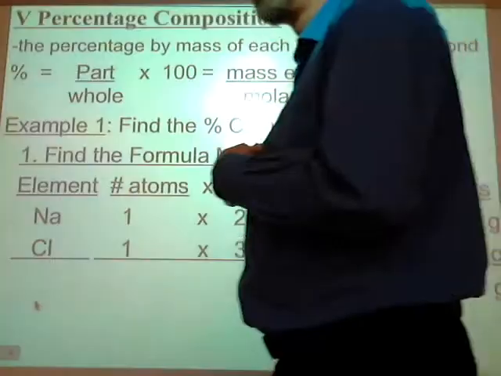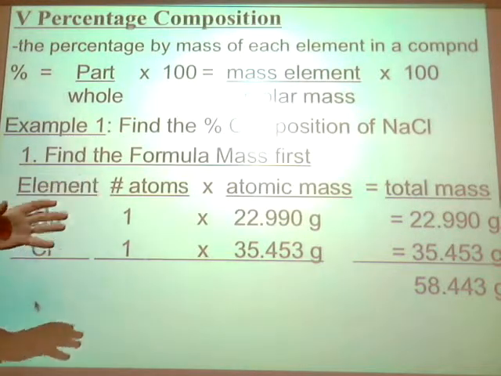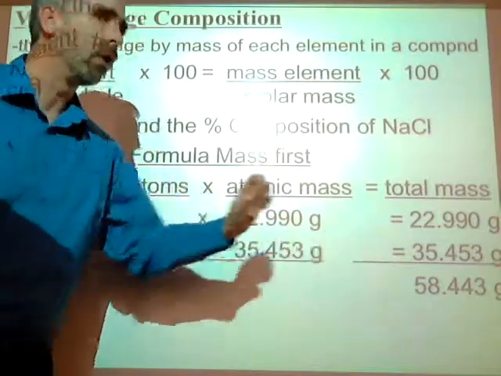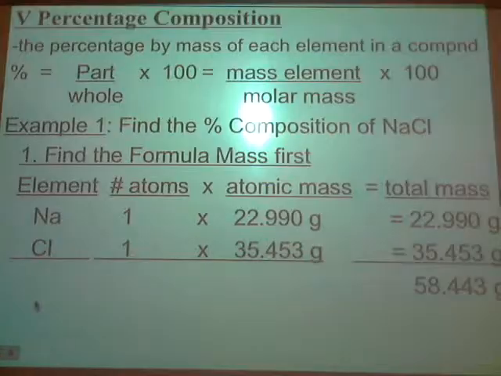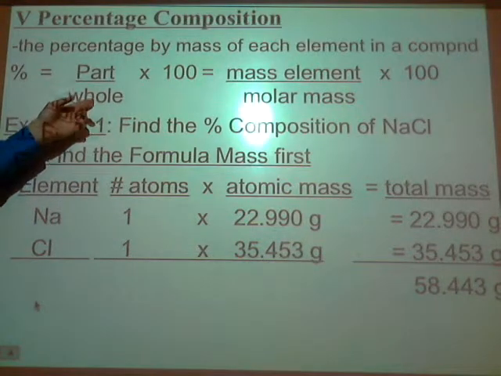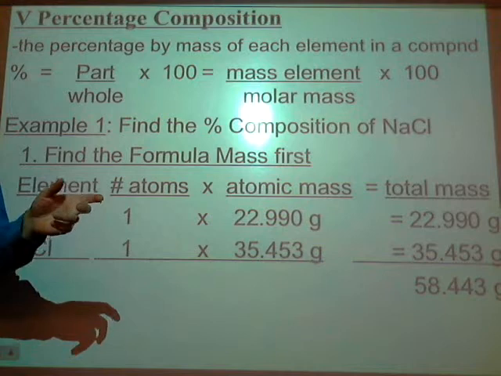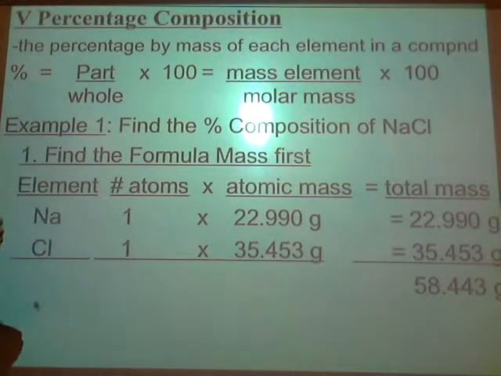So we don't really need to explain this again. You should all understand this. Now, guys, you're not done. That's the whole. That's the total. Part over the whole times 100. That's what I got to do. That's the bottom, that's the denominator, that's the whole. Now, I have to divide the mass of each of those elements over that mass. So let's do that part next.